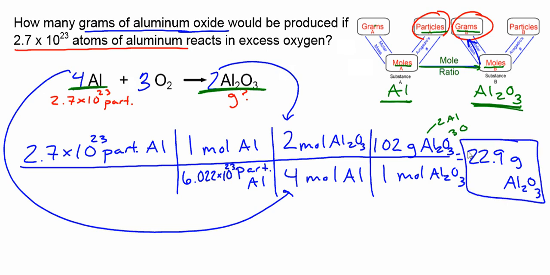And I get an answer of 22.9 grams of aluminum oxide. So that is how we do a simple T-chart using 3 steps, solving from particles to grams. Let's take a look at our next problem.